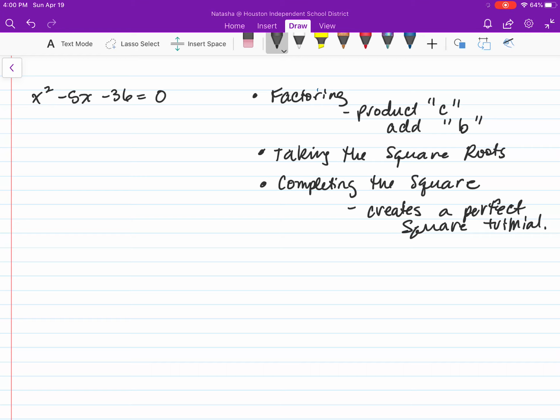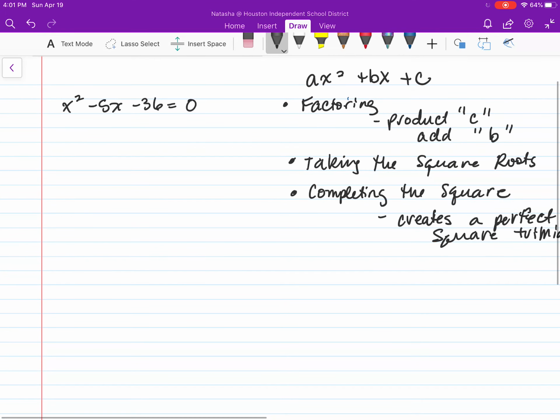So far, we've learned to solve quadratic equations by factoring, and when we're factoring, we're going to take the products of C that add up to the B value. Okay, in terms of our standard form, ax squared plus bx plus c. Now we've also learned by taking the square roots. We've also learned to solve quadratics by completing the square. This creates a perfect square trinomial in which we can take the factors of and get a perfect square binomial.